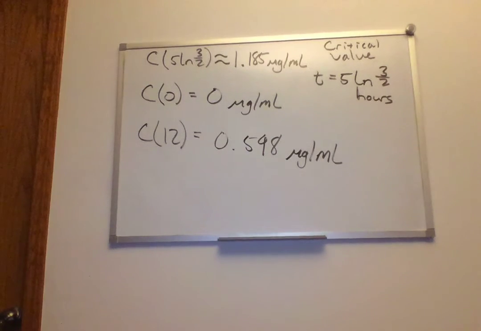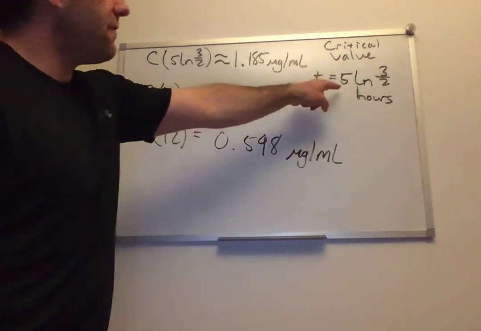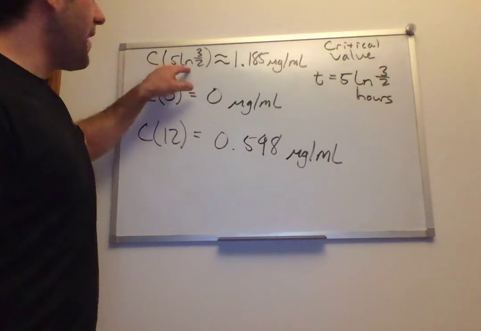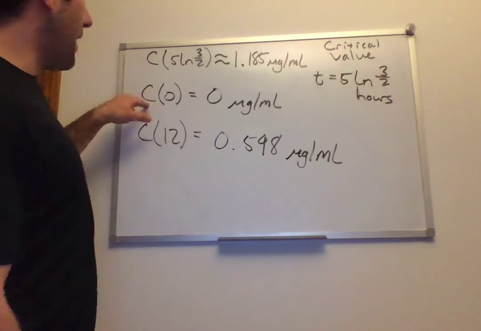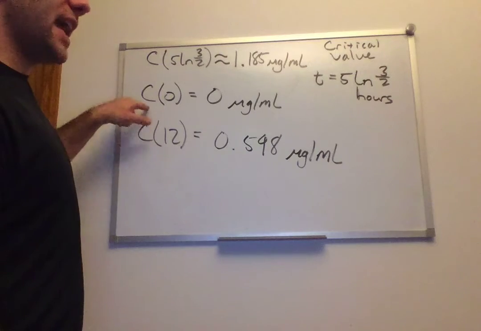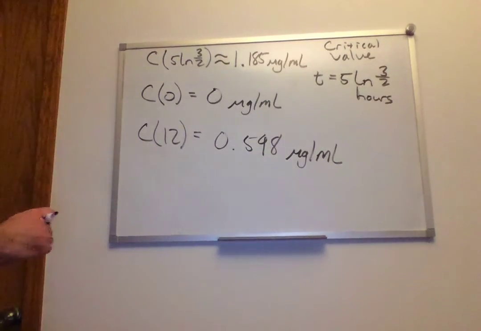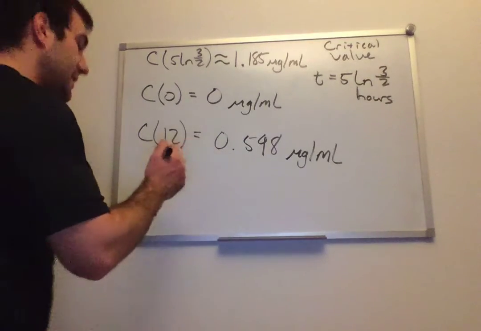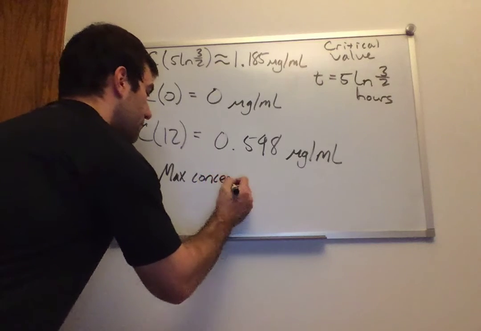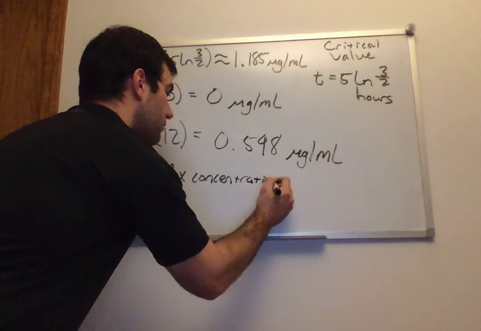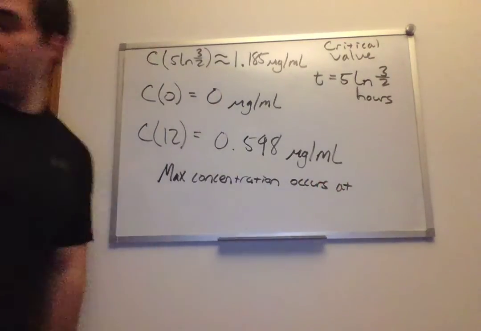So, step 1, go over it, the closed interval method. We found the critical value and then found the function value of the critical value. We found the values of the endpoints. Now all that's left is to compare. We want to find the maximum concentration, so max concentration occurs at, I think they only asked us for the time.